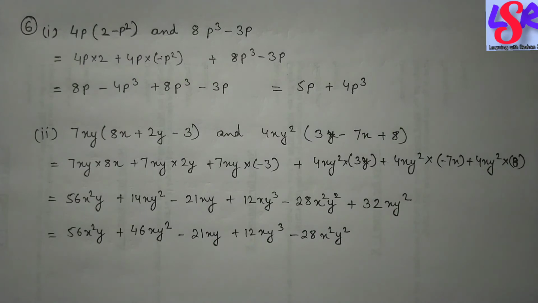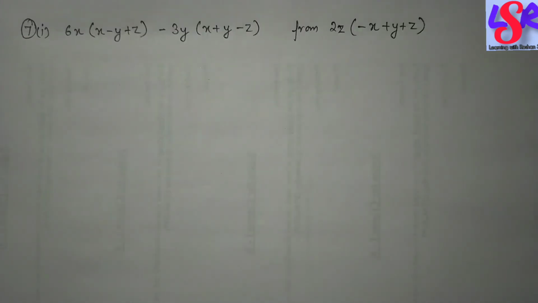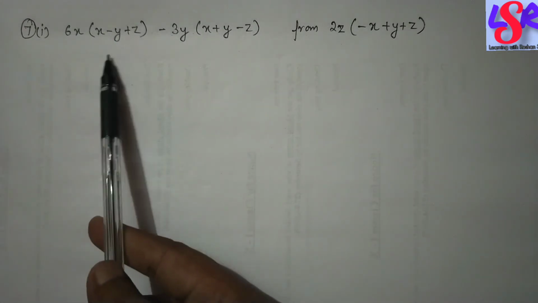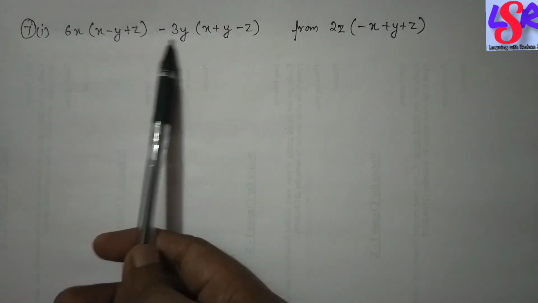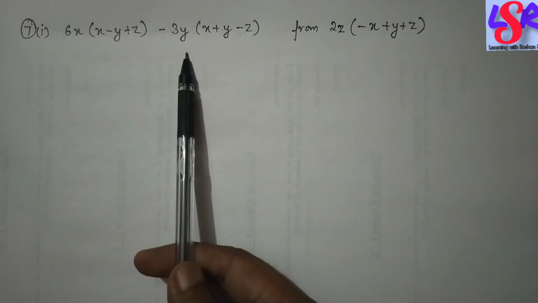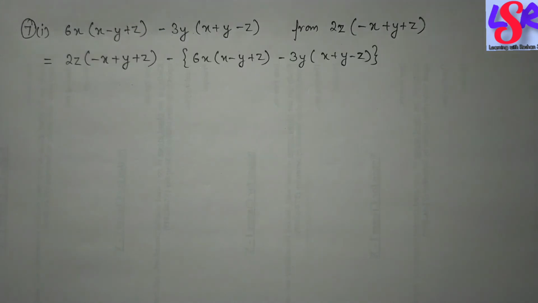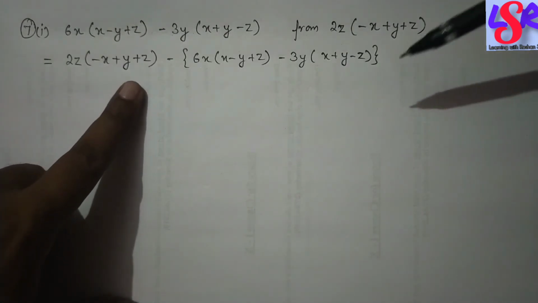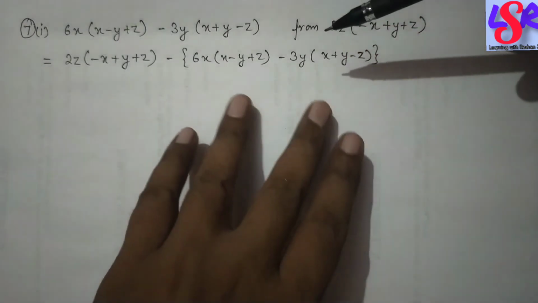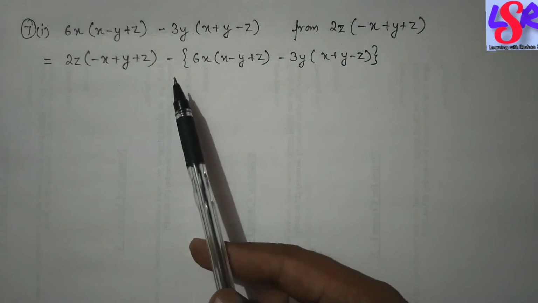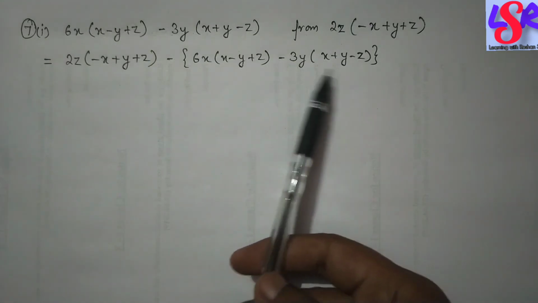Now let's move to question number 7. Here we get question number 7, first part. We are having a question in which we have to solve these two, then whatever the answer you will be getting, that will be subtracted from these two. So we can write this as this one. We have just copied this first, then we have got this whole expression in a bracket with a minus sign over here. So very first of all we are going to solve all the brackets.